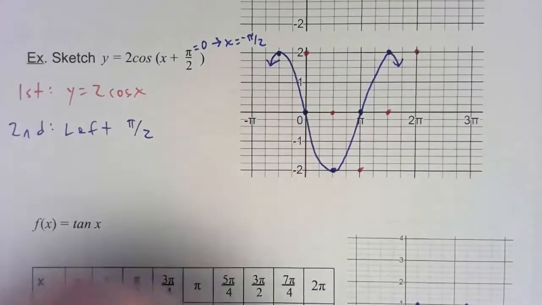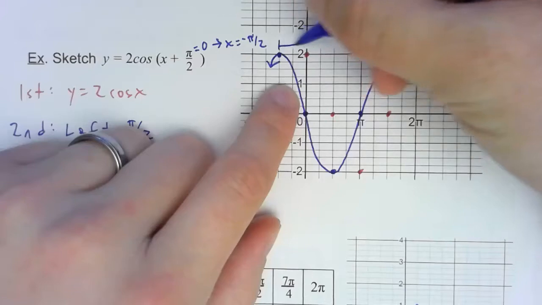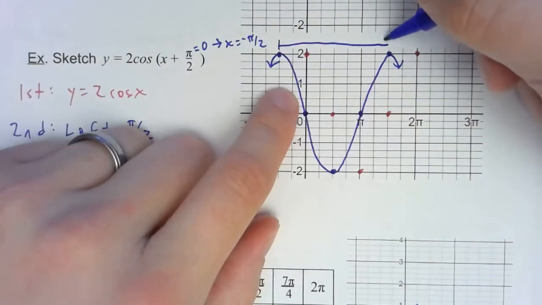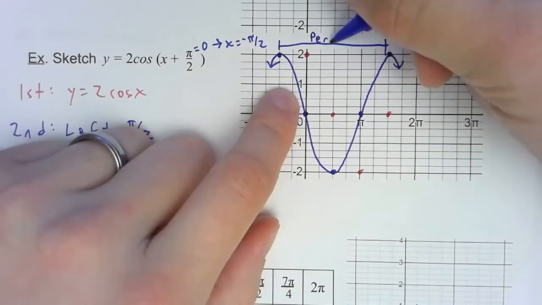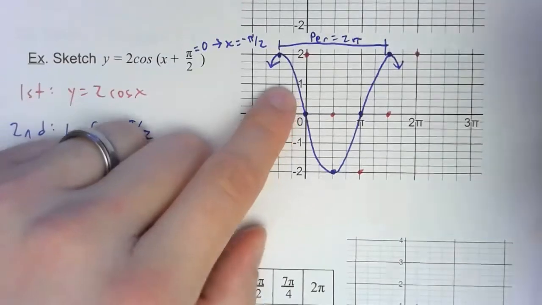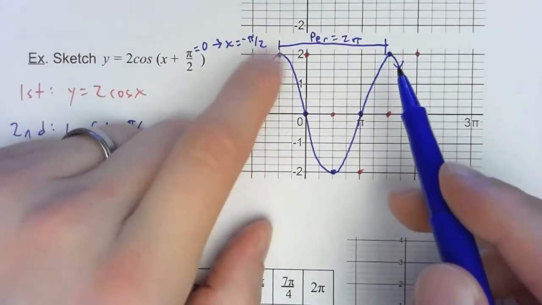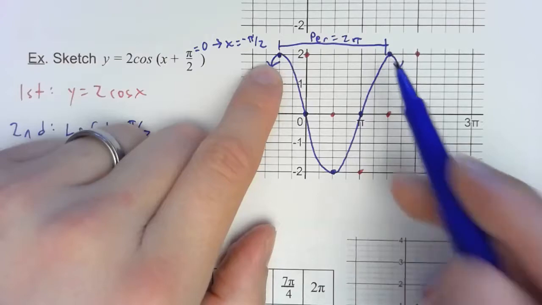Again, the length is still 2 pi right here. This one actually does still have a period of 2 pi. This length is still 2 pi. It just starts at negative pi over 2 and ends at 3 pi over 2.